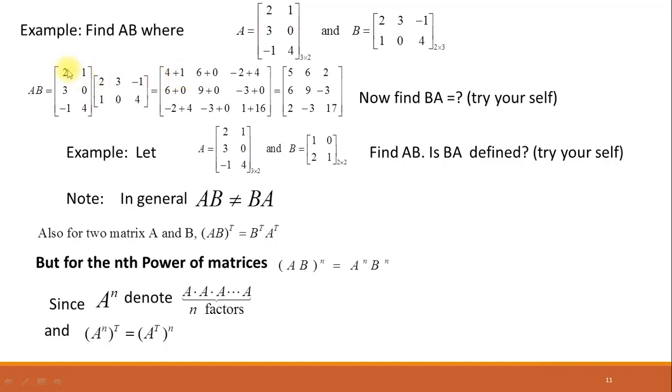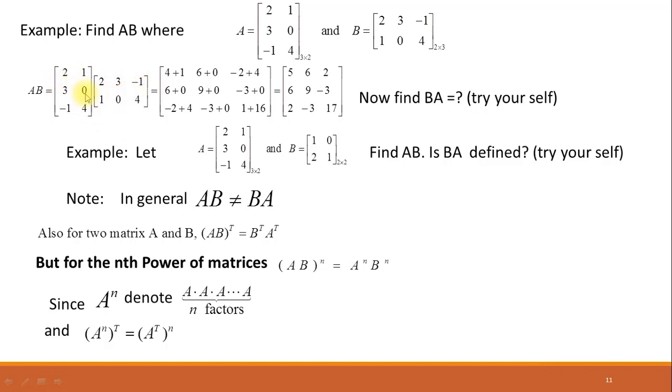Now apply this row to the second column. We get 2 multiplied by 3 is equal to 6 and 1 multiplied by 0 is equal to 0. Now apply this row to this column. 2 multiplied by minus 1 is equal to minus 2 and 1 multiplied by 4 is equal to 4. Now fix this row and apply this row to each column of matrix B.